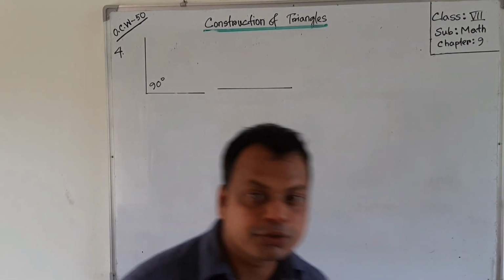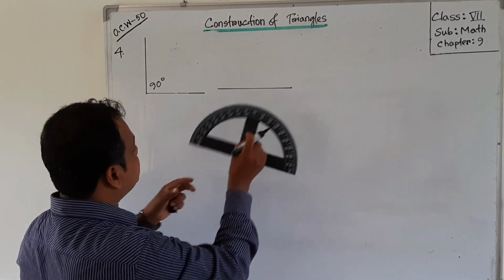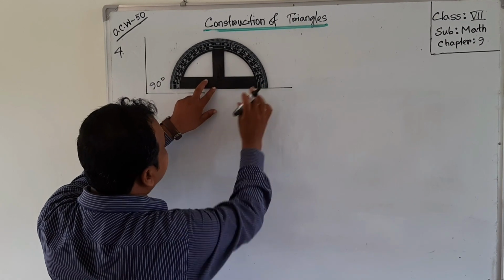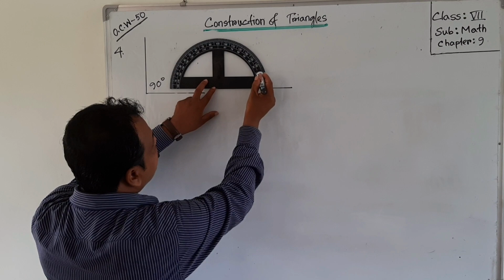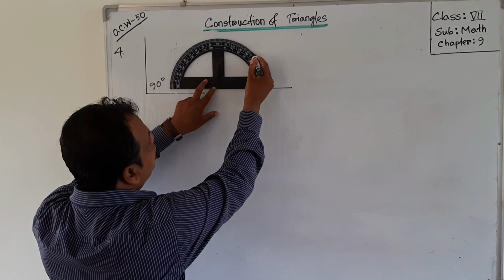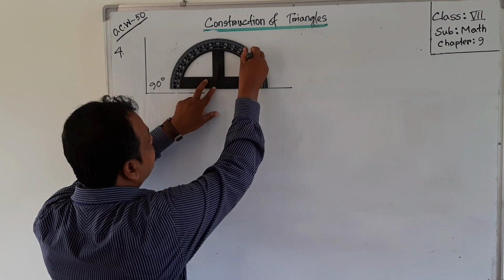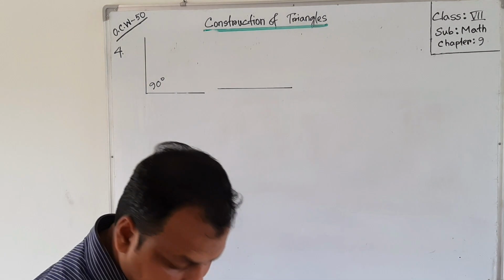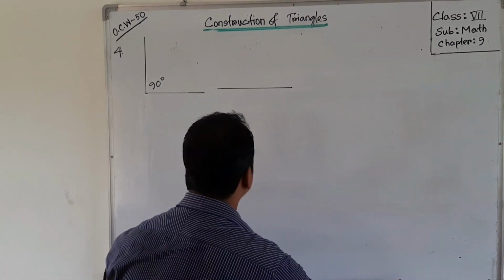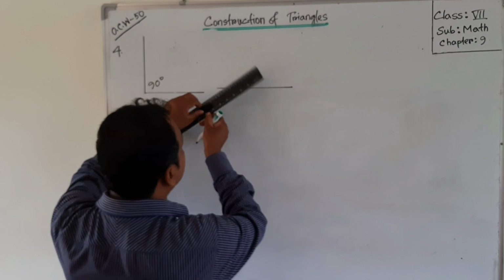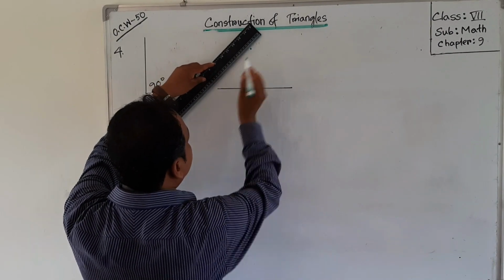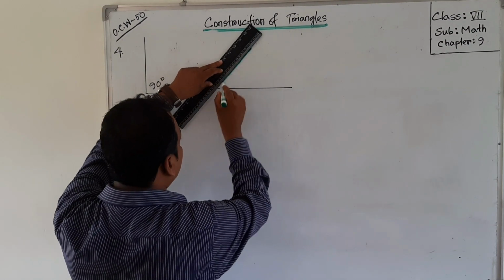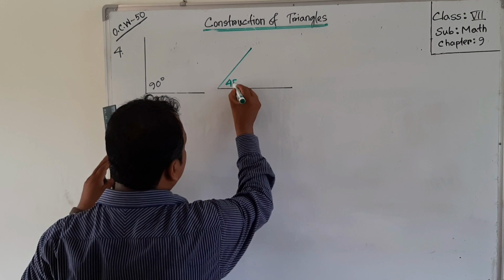We can use a protractor. So this is the protractor and take the center of the protractor here and then find the 45 degrees. This is 10, 20, 30, 40. This one is 50, so this will be 45. So mark here 45. After that we will join. This is the point of 45 degrees. Then after joining these 2 points, we will get this angle is 45 degrees.